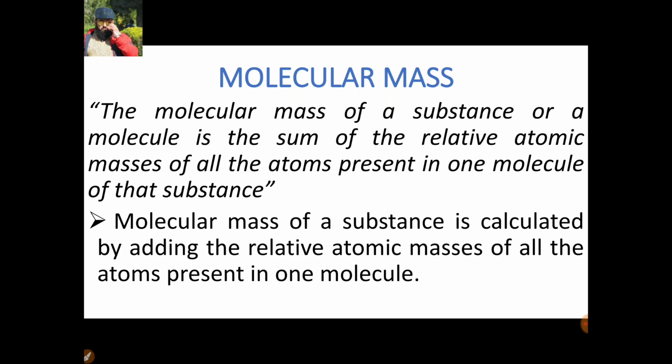As the name molecular mass suggests, it is the mass of one molecule of a substance. We can define it as: the molecular mass of a substance or a molecule is the sum of the relative atomic masses of all the atoms present in one molecule of that substance, that is, the relative atomic masses of all the atoms that make one molecule of a substance. So we can also say that the molecular mass of a substance is calculated by adding up the relative atomic masses of all the atoms that are present in one molecule of that substance.